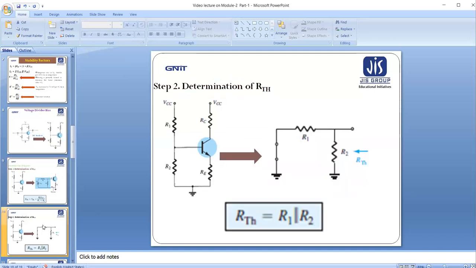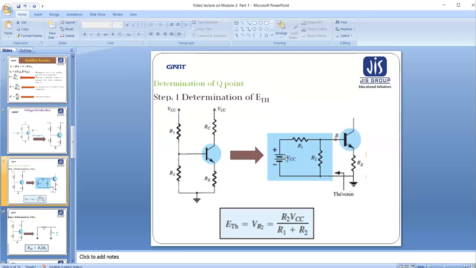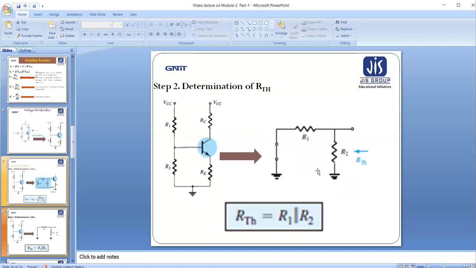Next step is determination of the RTH. For Thevenin resistance, what is the procedure? Any voltage source present must be short circuited and the current source should be open circuited. As a voltage source is present, we must short circuit the voltage source. So the network looks like this. The Thevenin resistance will be the parallel combination of R1 and R2. It is called the RTH.